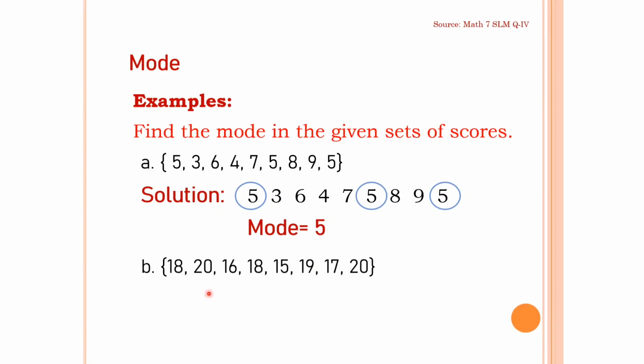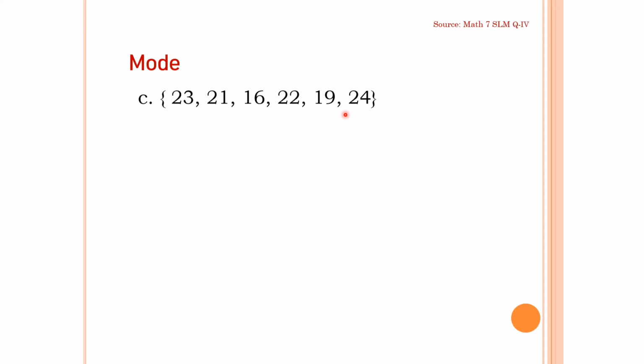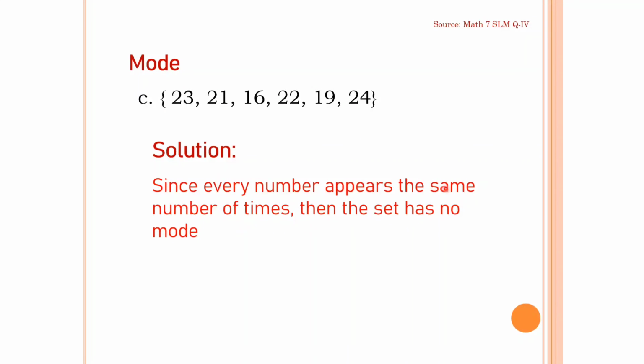Next, letter B. In this example, the values that appear most of the time are 18 and 20. These two values have the same number of repetitions. Therefore, there are two modes, 18 and 20. Next, letter C. In this example, every number appears the same number of times. In this case, the set has no mode.